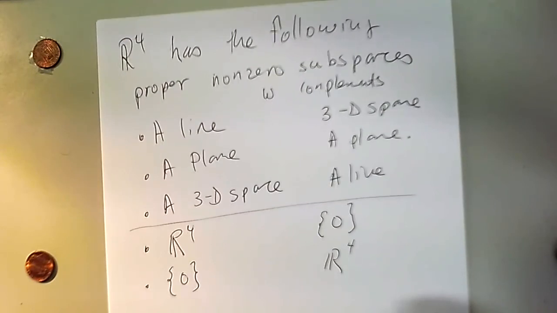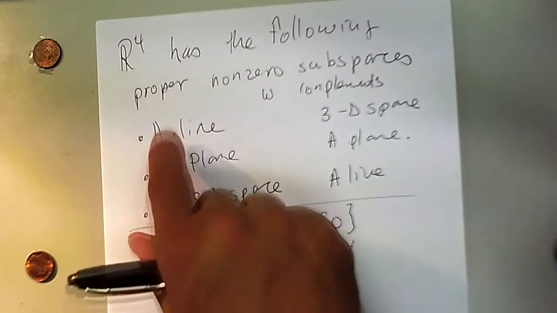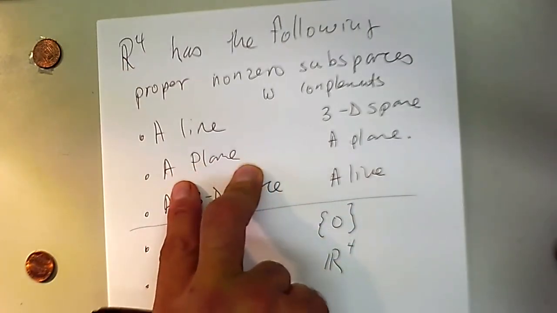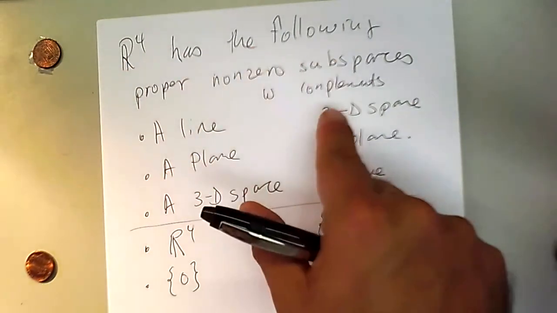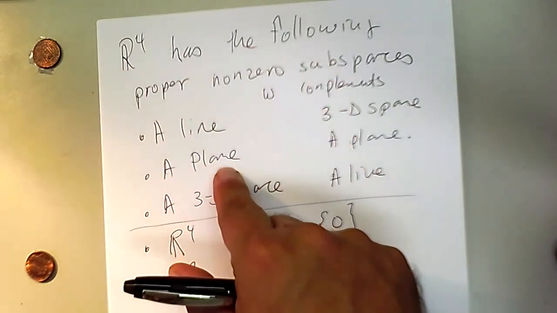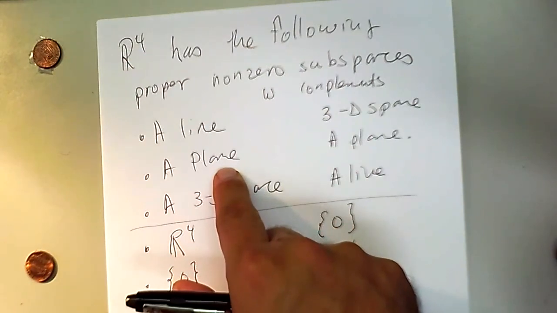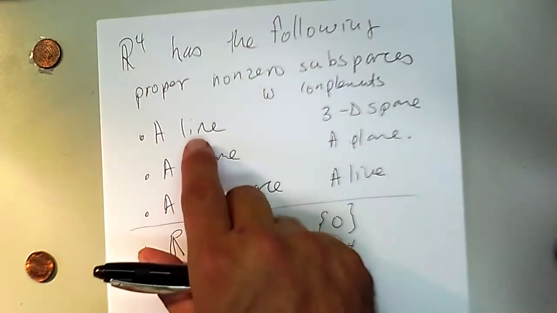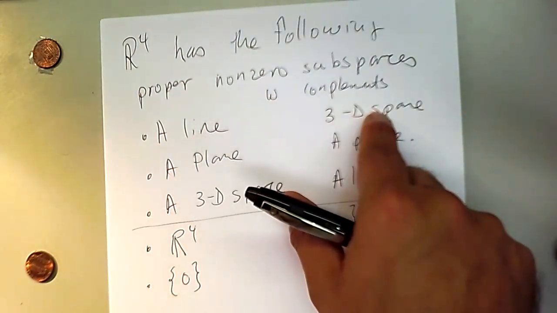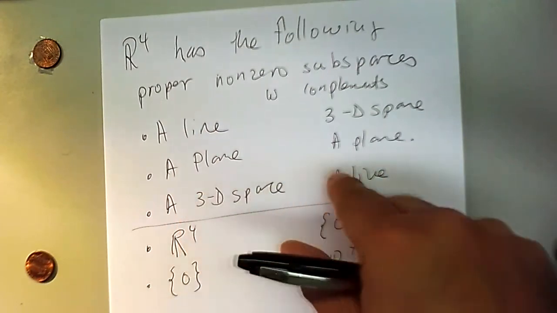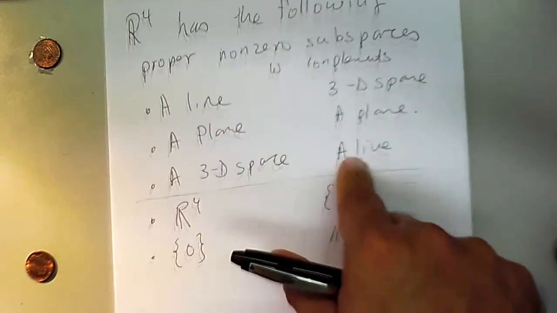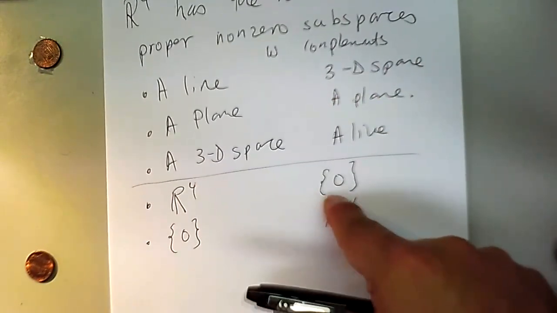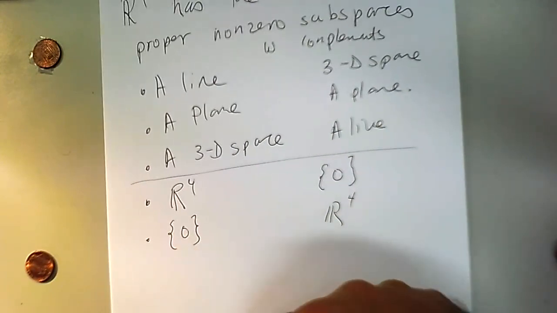So if you're in R4 and you are given two generators for a space U, and we want to find the orthogonal complement of that, we better end up with two vectors. If we start with one vector, we better end up with three generators. If we start with three generators, we better end up with one generator. If you start with R to the 4, then you don't have to do any work. You just say, well, the complement is zero. If you start with zero, the complement is all the other vectors.